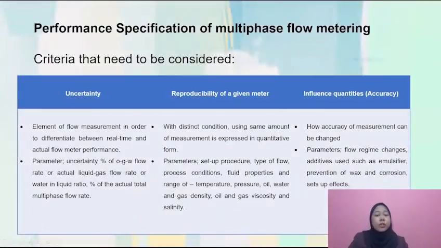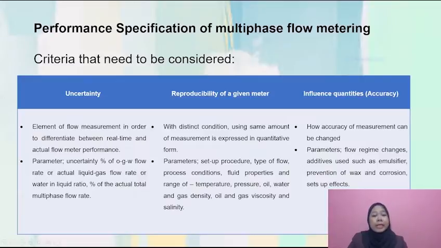Next, we will go to the performance specification of multi-phase flow metering. The first one is uncertainty description. It is a measure of flow element performance, representing the difference between how an ideal flow meter would perform and how the real flow meter actually performs. The preferred performance specification of a multi-phase flow rate meter is given in terms of percentage uncertainty of actual oil, gas and water, and also volume flow rates.